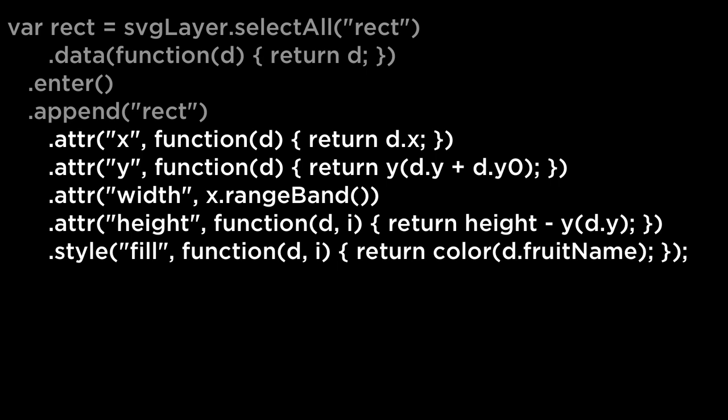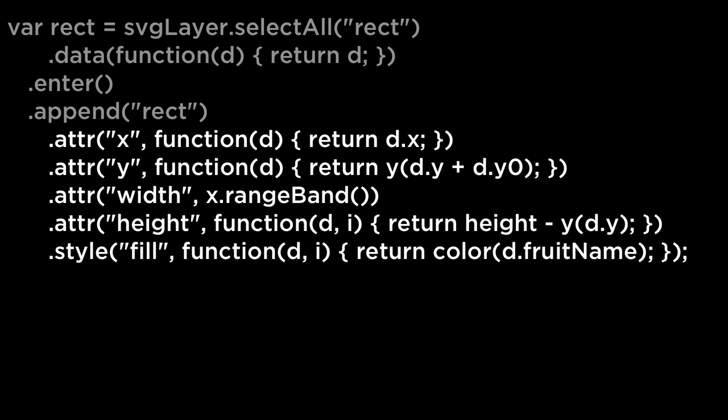The width attribute is the range band of the x scaling function. The height attribute is the height of the inner drawing space minus the y key value scaled through the y scale. Why is it the height minus the scaled number of fruits for this particular fruit? Because the SVG coordinate space is inverted, so to get an accurate representation of the height of a number of fruits, we need to take the full height and subtract from it the y scale of fruits consumed. Since the y scale of fruits is inverted, the more fruits there are, the lower the number it will return.